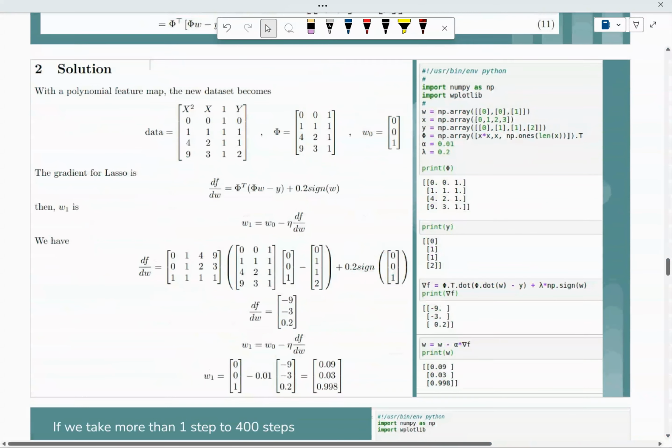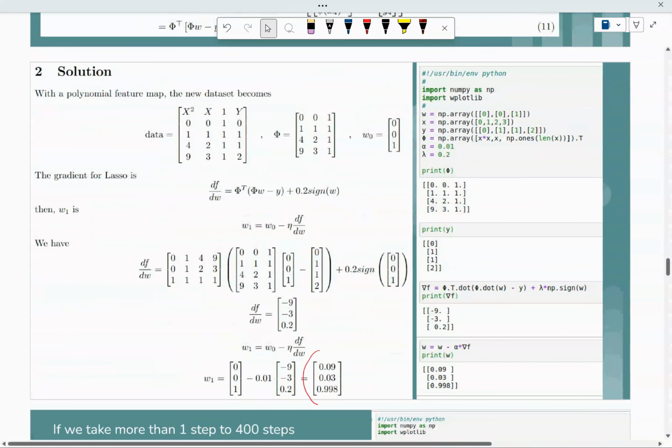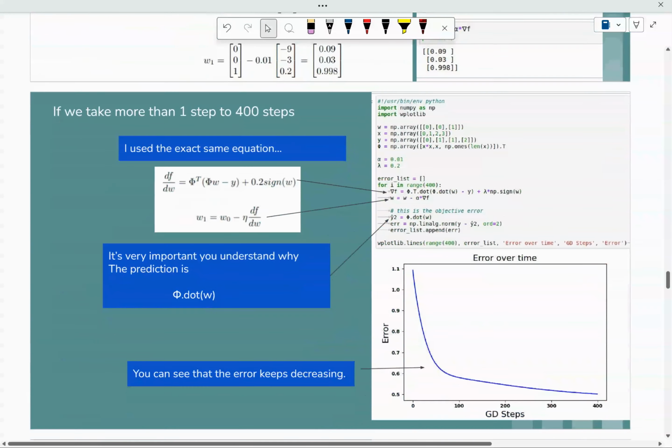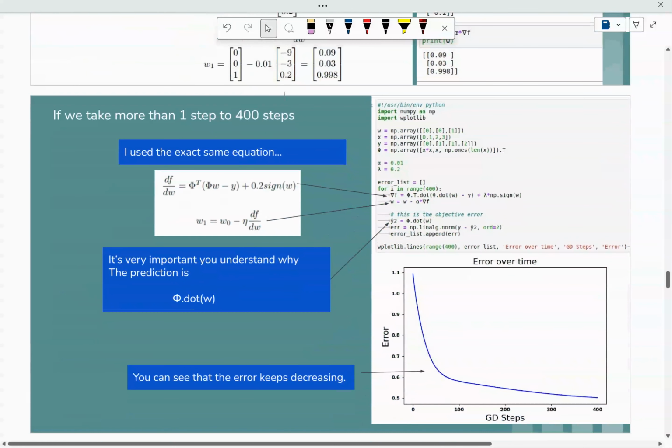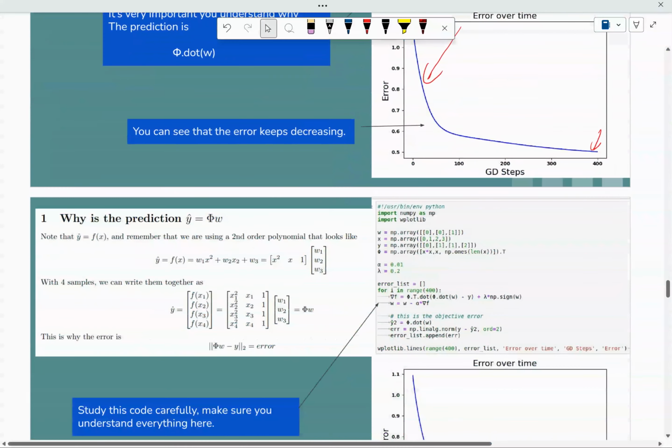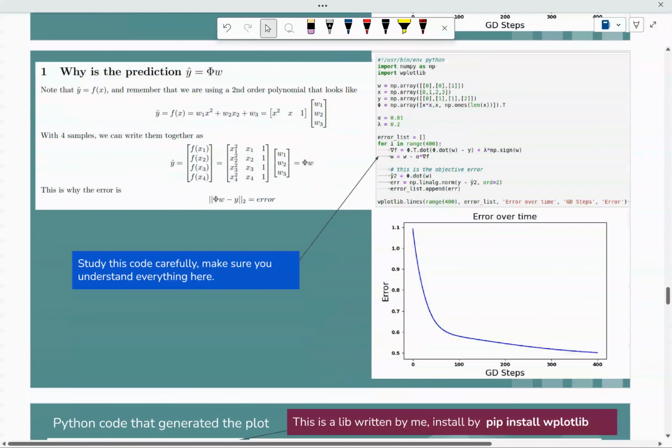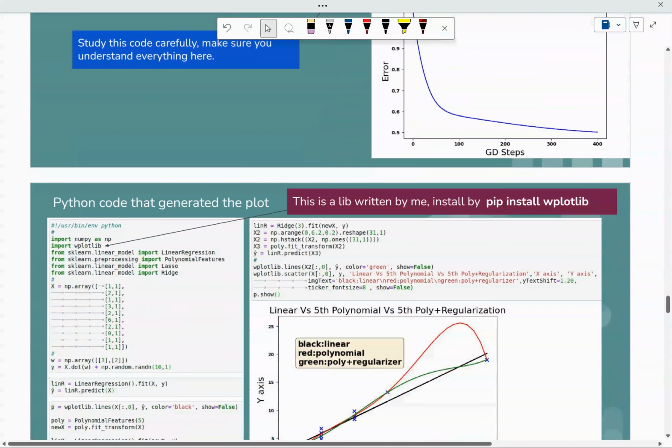I also provide a solution after you run one step of gradient descent. Over here is the solution where you run multiple steps of gradient descent. So these are the multiple steps, and you notice how the error keeps decreasing. Okay, I think that's that.